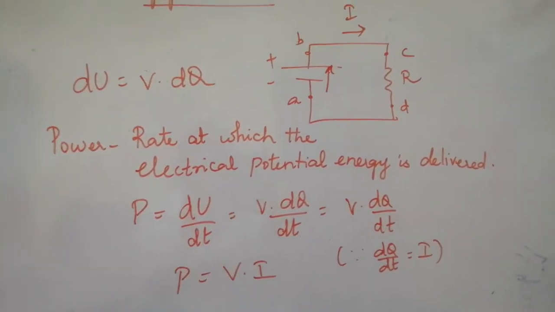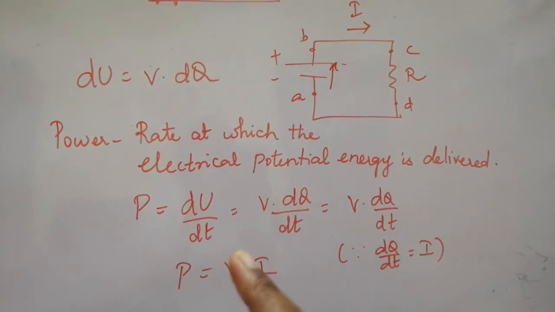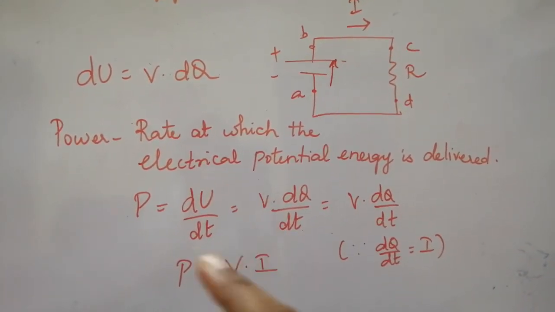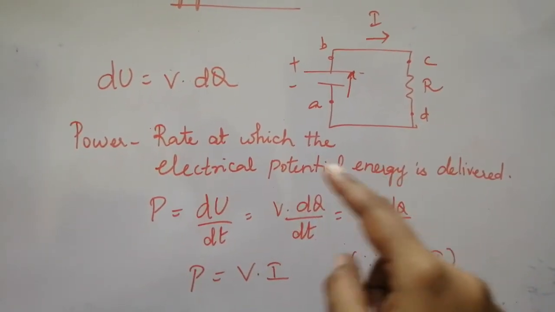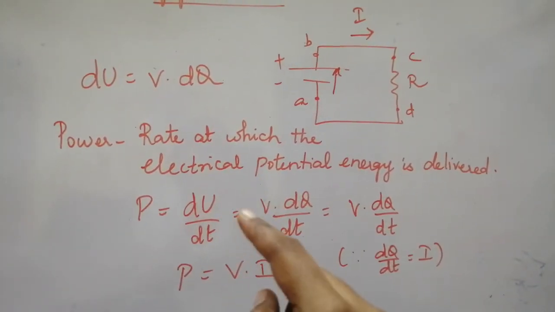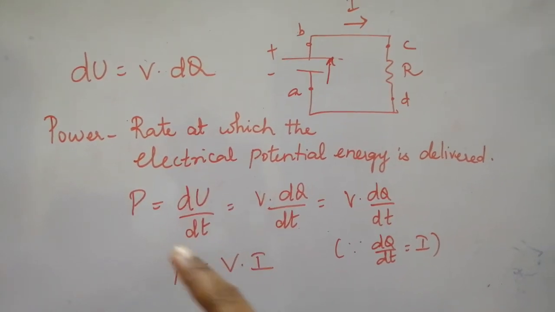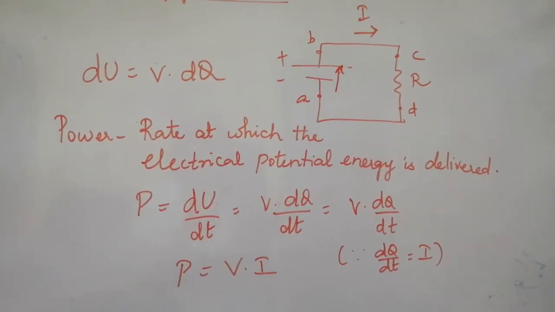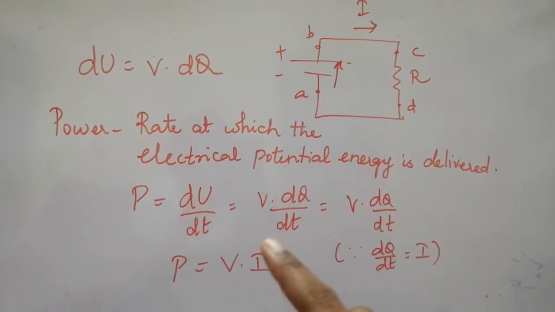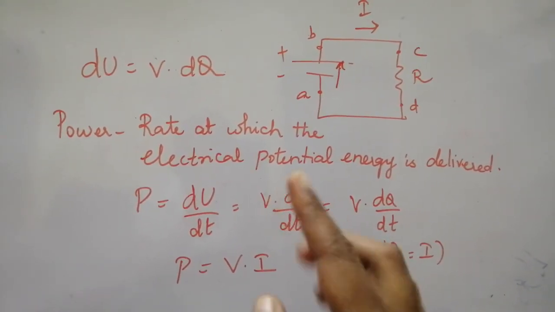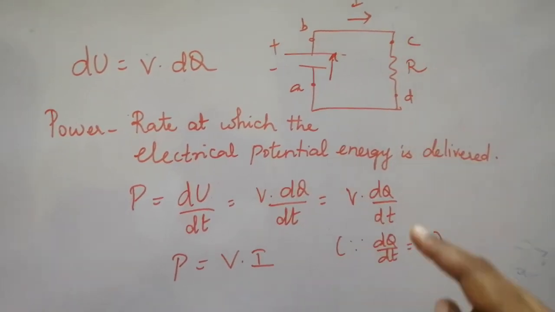The rate at which energy is obtained and delivered is called power. As I've already told you, if it is a rate, you have to go for d by dt. So it is the rate of potential energy: potential energy is dU and rate is by dt. So power P is equal to dU by dt. What is dU? It is V into dq. So it is V into dq by dt.